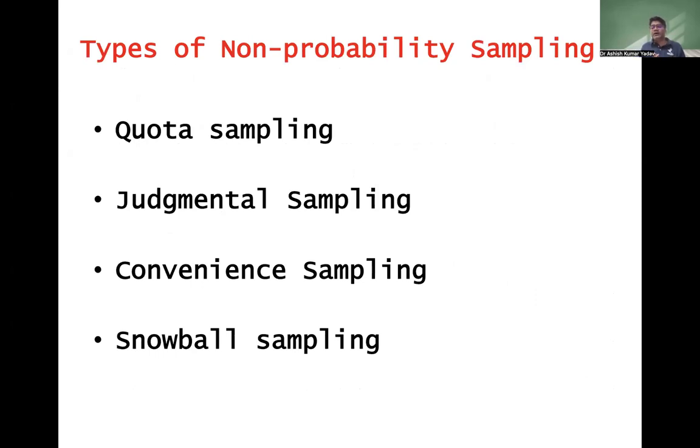Now coming to the non-probability sampling techniques. Basically there are four types of non-probability sampling technique. The first one is quota sampling, then judgmental, convenience, and snowball.